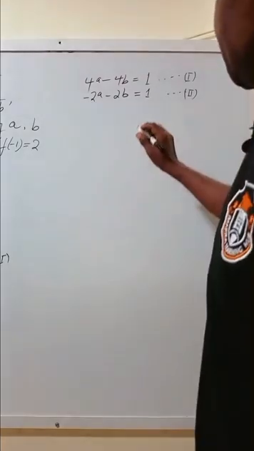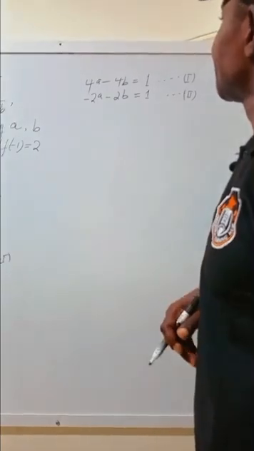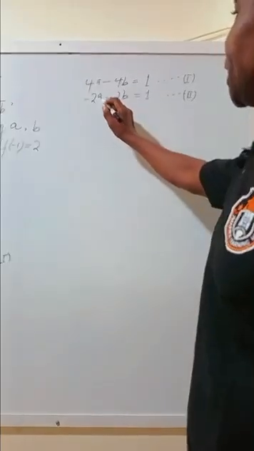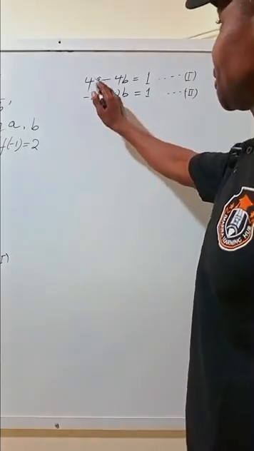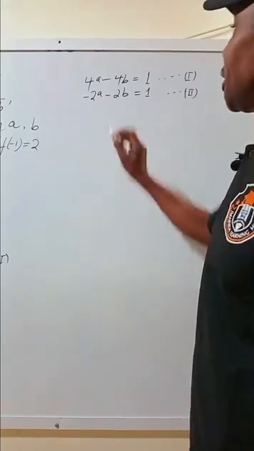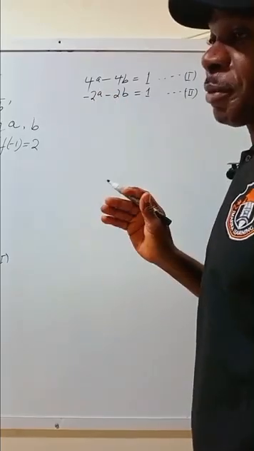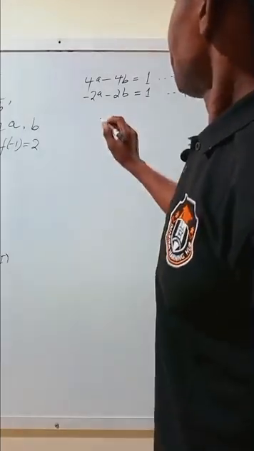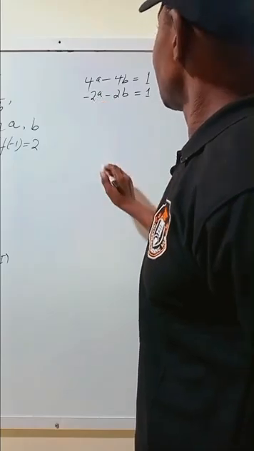I would suggest that we use the elimination method. Let's use the elimination method, and in the first step, let's eliminate a. How can we do that? Number one, we have to make sure that the coefficients of a are the same. Here we have the coefficients as 4 and negative 2, so they have to be the same in magnitude. Then later on we shall look at the signs. Here is 4, here is 2. How do we make this one 4?